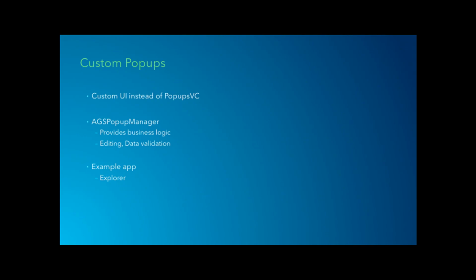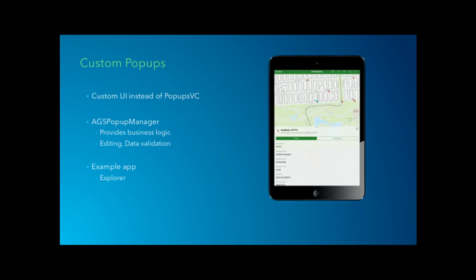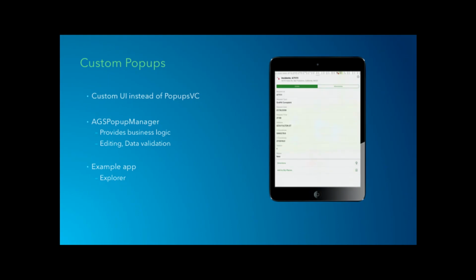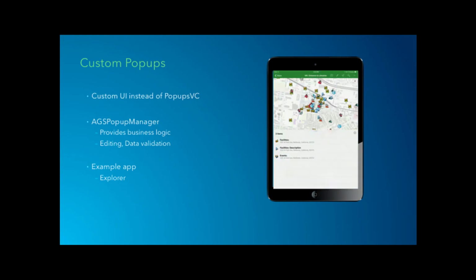I'd like to conclude this session by showing some screenshots from an example app, Explorer, that you may have seen during the plenary. This app has a custom pop-up UI and uses Popup Manager under the hood. Upon identifying a feature, pop-up only comes up partially. Note the tabbed approach for attributes and attachments, and the sliding panel can be pulled up for more information. And here's how multiple results are displayed.